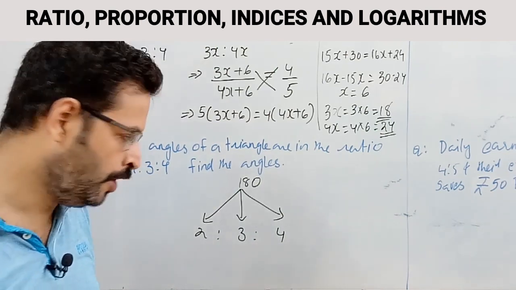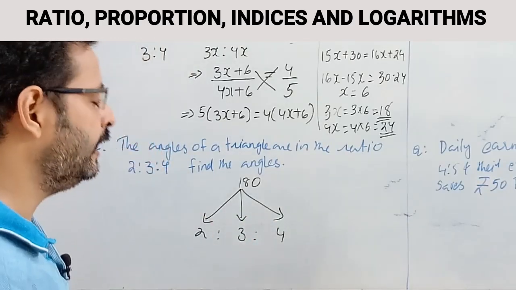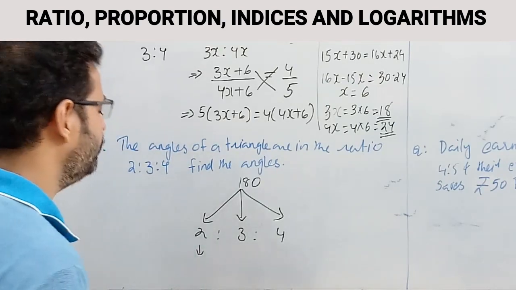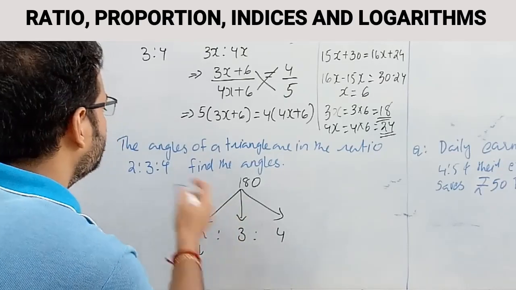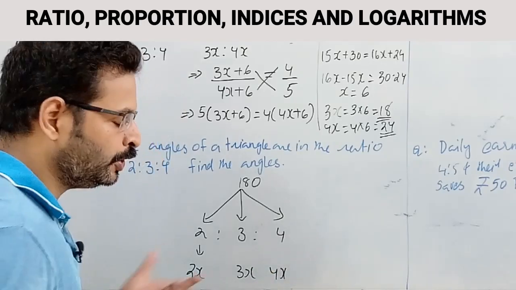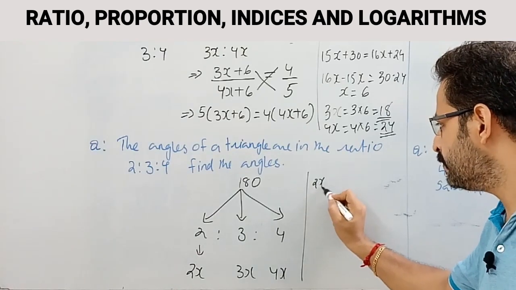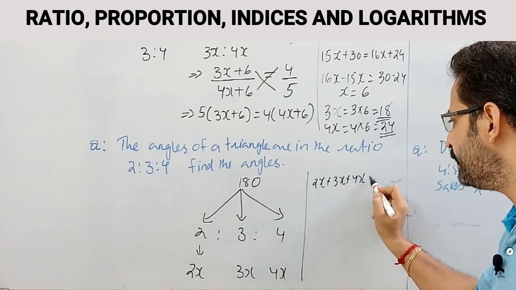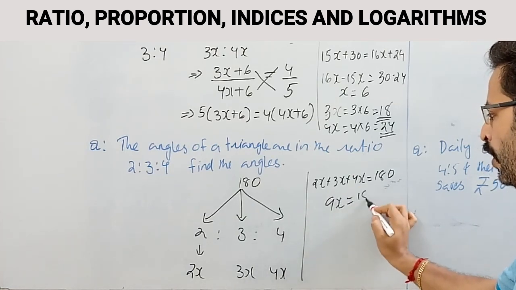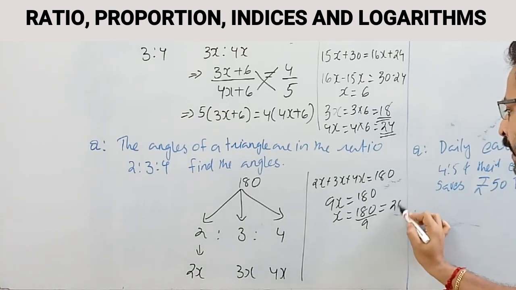Applying the property of ratio, the terms of the ratio can be multiplied or divided by the same non-zero number. Again we take x as the non-zero number, then the actual angles are 2x, 3x and 4x. The sum of three angles of a triangle is 180. Therefore, 2x plus 3x plus 4x is equal to 180. That means 5x plus 4x, 9x is equal to 180. x is equal to 180 divided by 9 equal to 20.